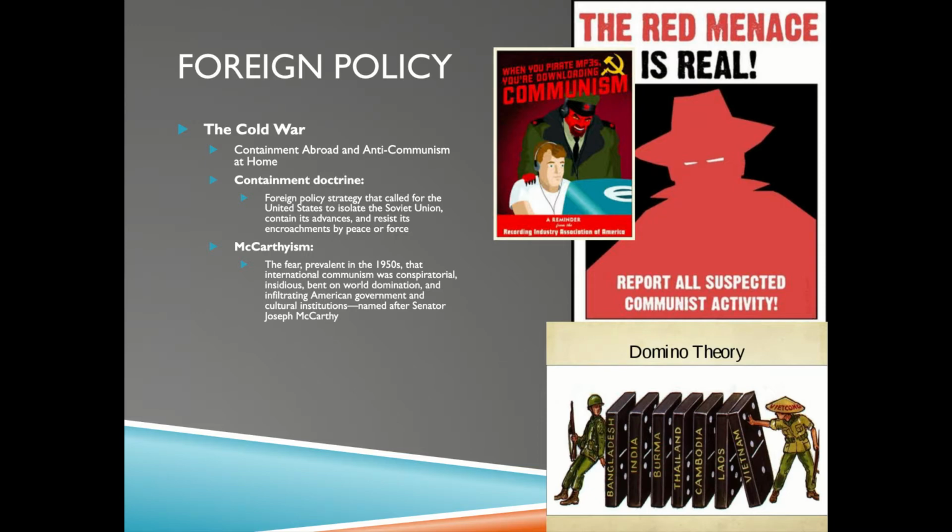So the containment doctrine is the foreign policy strategy that called for the United States to isolate the Soviet Union, contain its advantages, and resist its encroachments by peace or by force. And the anti-communism at home is best described as the policy of McCarthyism. All right, McCarthy was a senator from Wisconsin who played on the fear in the 1950s that international communism was conspiratorial, insidious, and bent on world domination. And he promoted this theory that communists were coming into the United States and were infiltrating American government and cultural institutions. All right, Joseph McCarthy was the guy that promoted this idea.